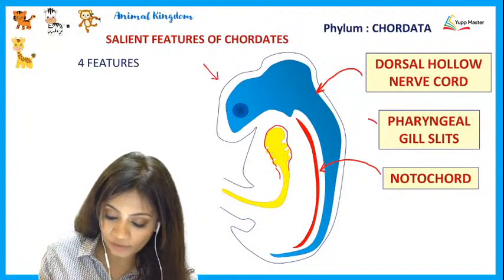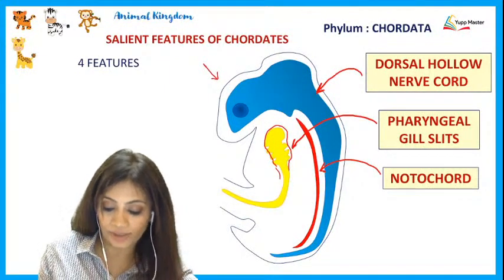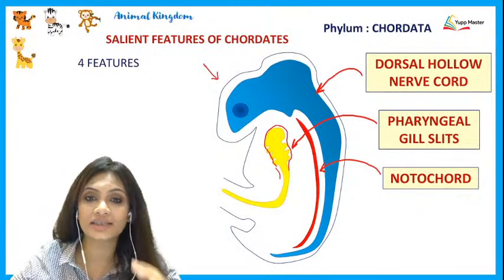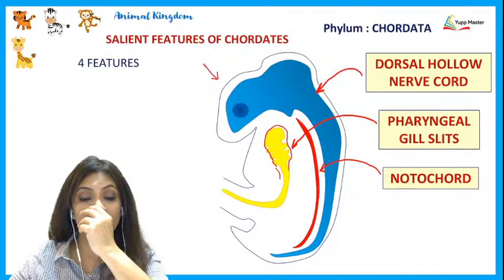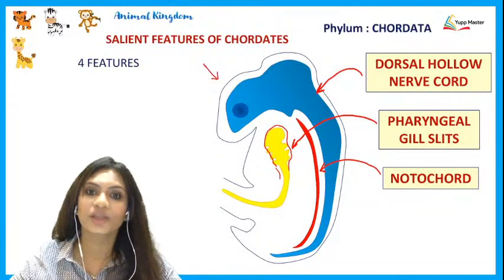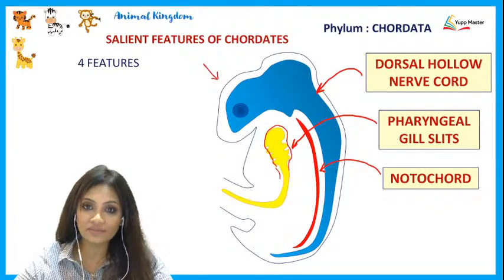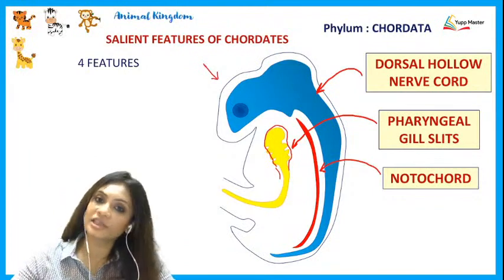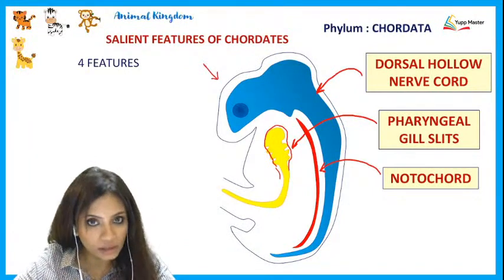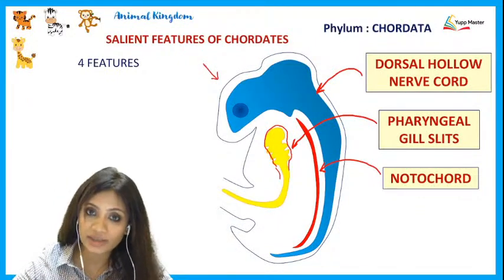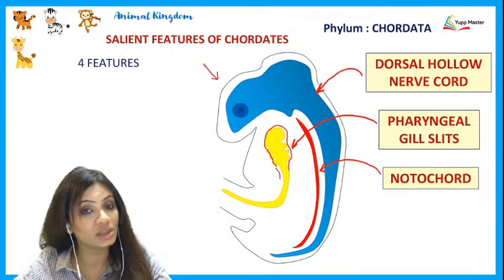Third, when we talk about the pharyngeal gill slits, when we say gill slits, you all know that gills are linked with the respiratory system. So the gill slits in different organisms will ultimately develop into different respiratory organs. But over here, remember, these are the initial form. In all chordates, we begin with pharyngeal gill slits.